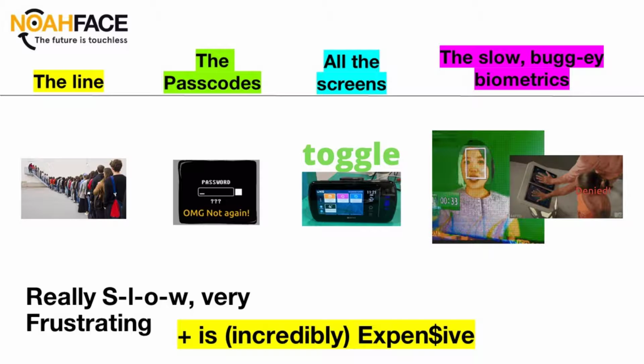And so in this presentation, I just go through the cost of clocking. Really slow clocking is frustrating for the employee, and it starts with the line that could be 2 or 3 people, or it could be longer.